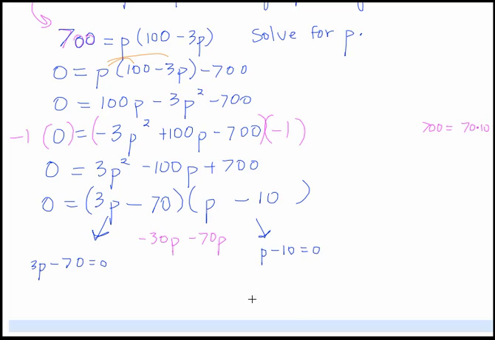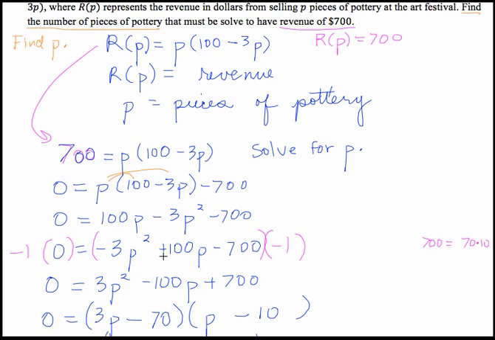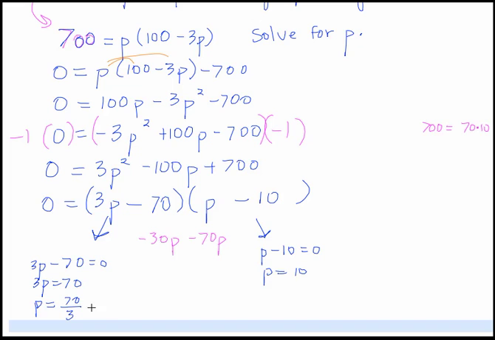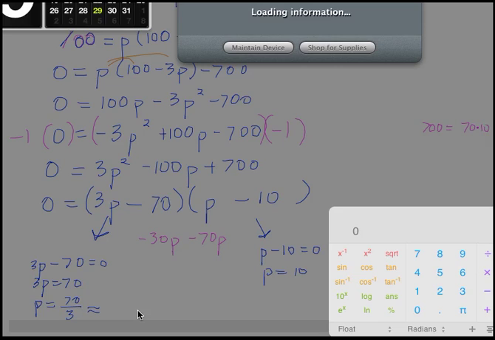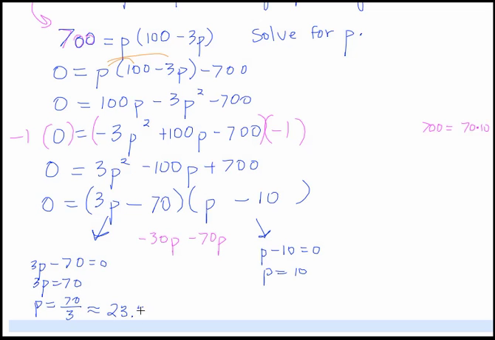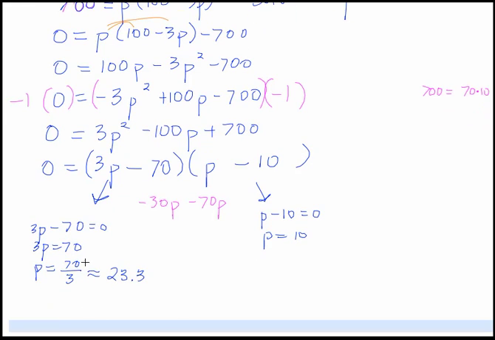So I'm going to get two answers. p equals 10, and 3p equals 70, so p is 70 divided by 3. Now because this is an applied problem and p represents the number of pieces of pottery, it really only makes sense to actually figure out what this decimal is and then round up. So 70 divided by 3 is 23.333. Well, you can't make 23 1/3 pieces of pottery, so I would round up to 24 in that example.